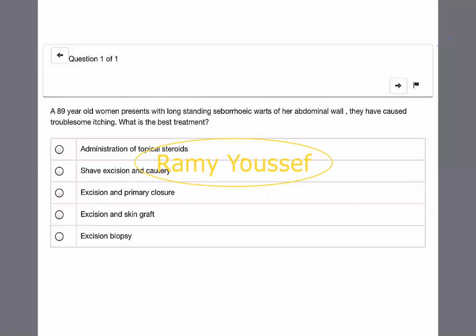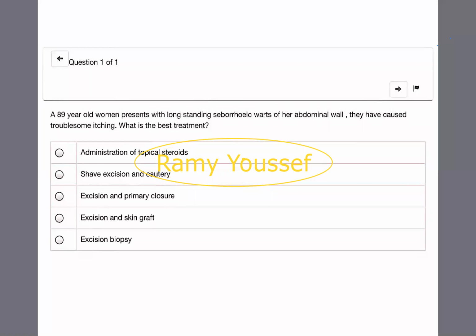Go. An 89-year-old woman presents with long-standing seborrheic warts of her abdominal wall. They have caused troublesome itching. What's the best treatment? A, administration of topical steroids. B, shave excision and cautery. C, excision and primary closure. D, excision and skin graft. Or E, excision biopsy. B, shave excision and cautery.